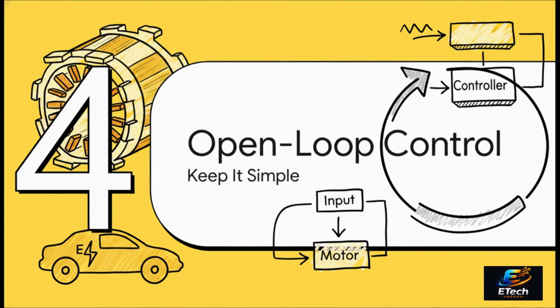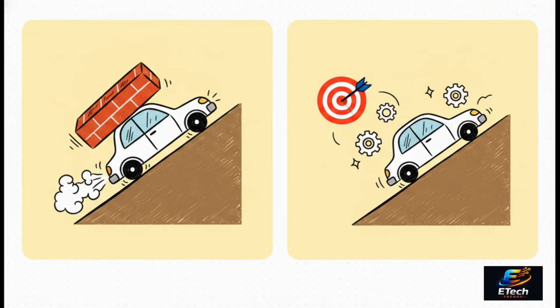Open loop control, keep it simple. Depending on the accuracy you need, scalar control can be executed in two main ways. We'll start with the simpler open loop system. Honestly, think of open loop like driving a car with a literal brick resting on the gas pedal.